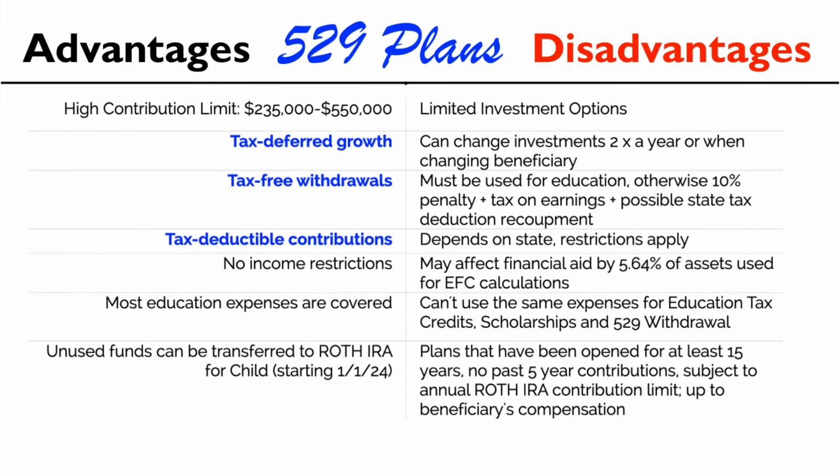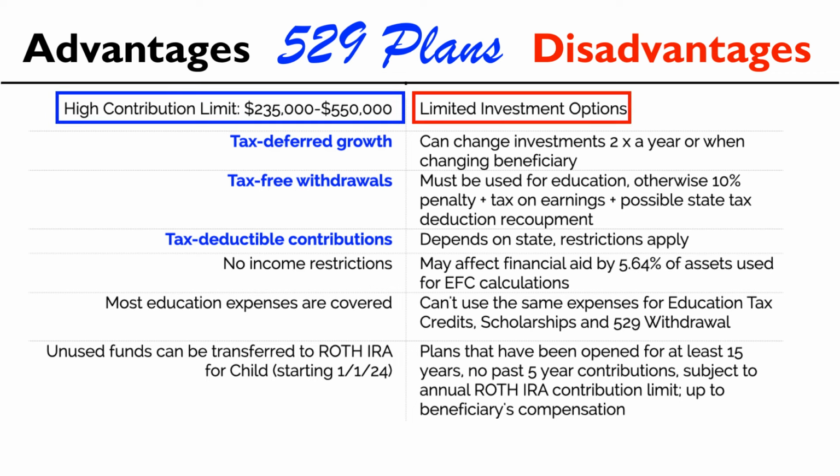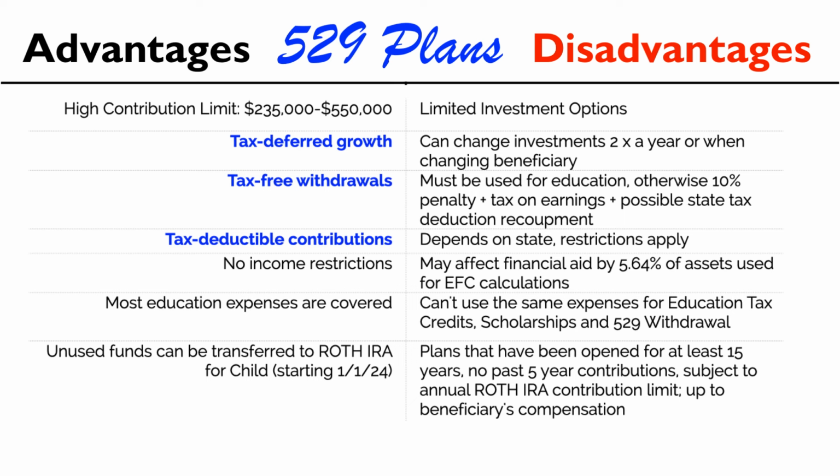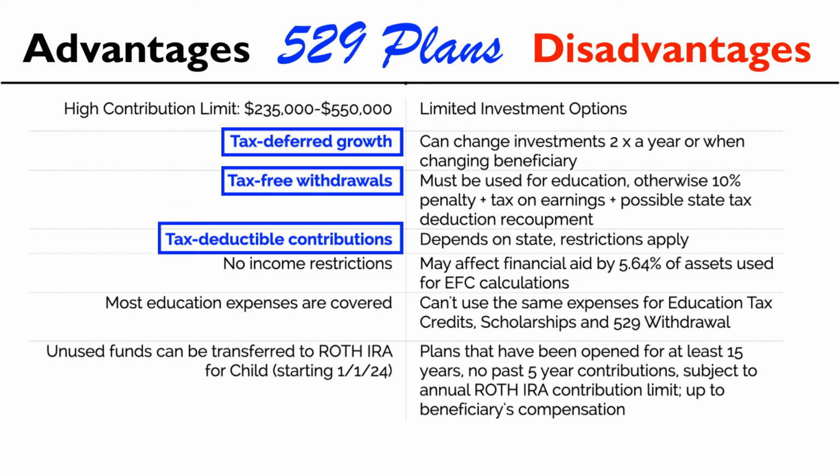Before we dig deeper into details, let's briefly go over some of the advantages and disadvantages of the 529 plans. 529 plans have high contribution limits, but they can have limited investment options. There are 3 main advantages of 529 plans: tax-deferred growth, tax-free withdrawals, and tax-deductible contributions. However, there is a limitation on how many times you can change the investments. It's twice a year, plus whenever you change the beneficiary.